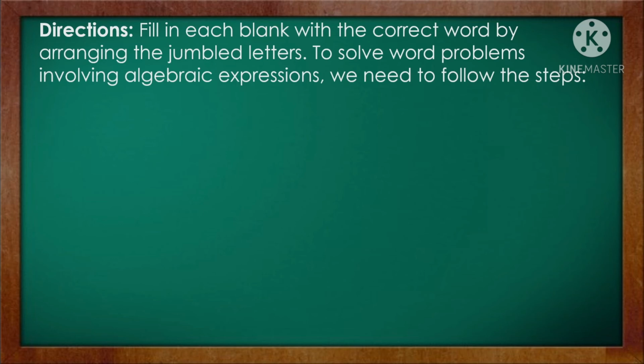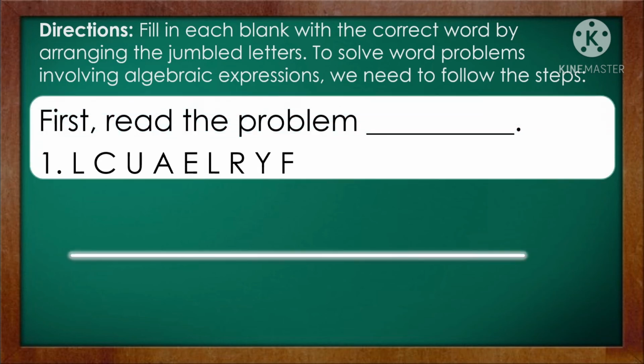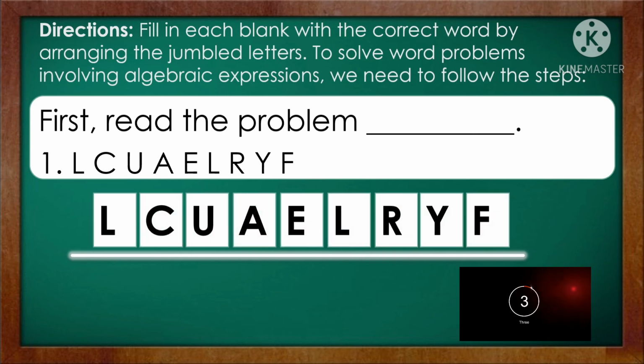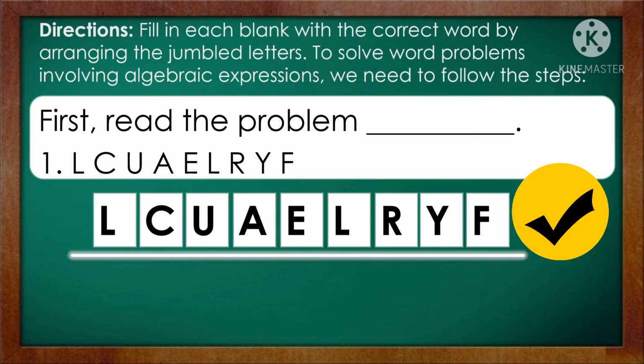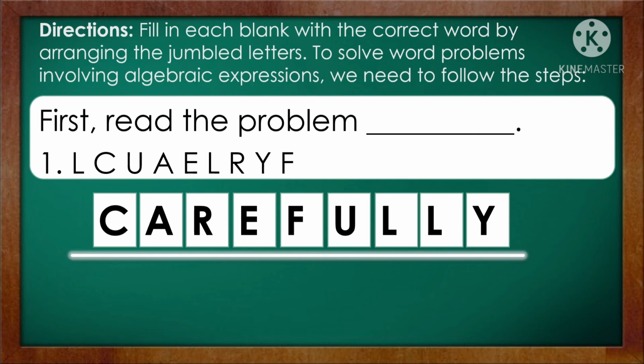In our next activity, all you have to do is fill in each blank with the correct word by arranging the jumbled letters. To solve word problems involving algebraic expressions, we need to follow the steps. First, read the problem blank. You have 3 seconds to answer. What is the word? Very good. The word is carefully. First, read the problem carefully.